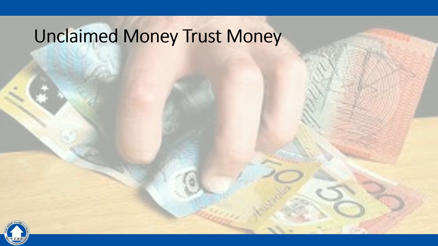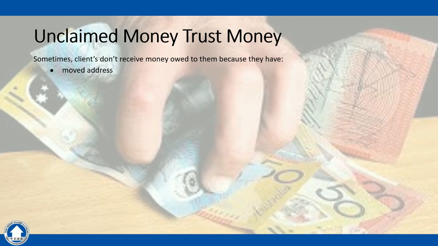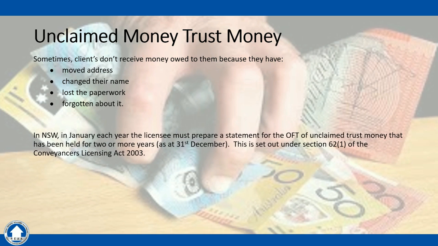The final topic for trust accounting that we're going to look at is unclaimed money. So sometimes clients don't receive money owed to them, and that could be for reasons such as they've moved address, or perhaps they've changed their name, or they've lost paperwork, or they've forgotten about the fact that they've had a cheque that they were supposed to bank.